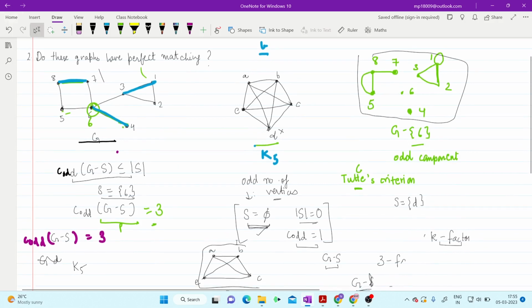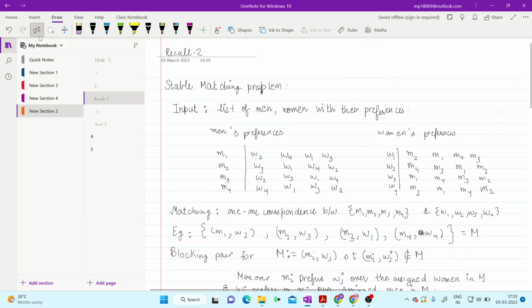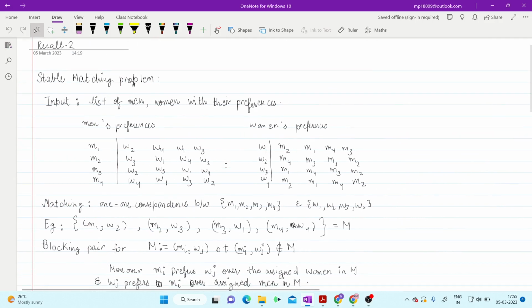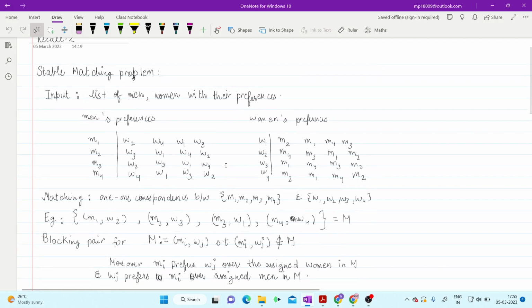Okay, so now let's move to the next question. Next is the stable matching problem, or stable marriage problem. The stable marriage problem is this: we have two sets of data. We have a list of men and women, and we also have their preferences.